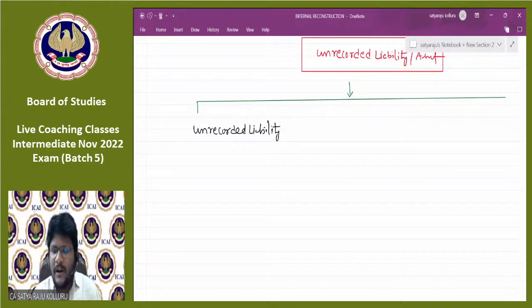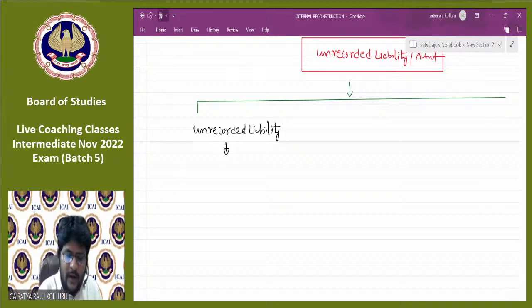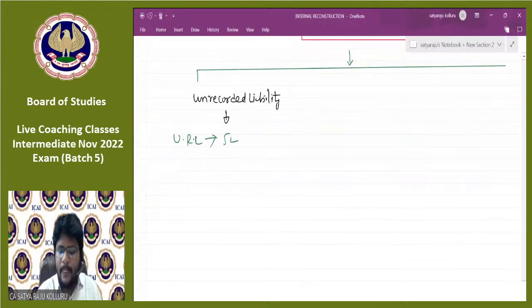Now, what will be the journal entry, sir? One more time, I'm explaining the case: there is an unrecorded liability, but during the process of internal reconstruction we are discharging it. Discharging means we are making payment to that particular unrecorded liability. What is the journal entry, sir? Let me take one example for better understanding. There is an unrecorded liability to the extent of 5 lakhs.